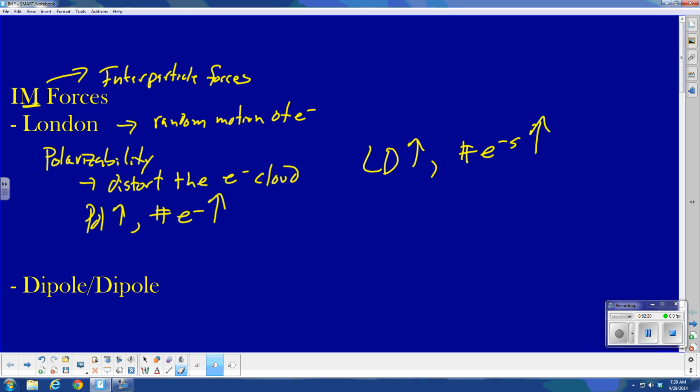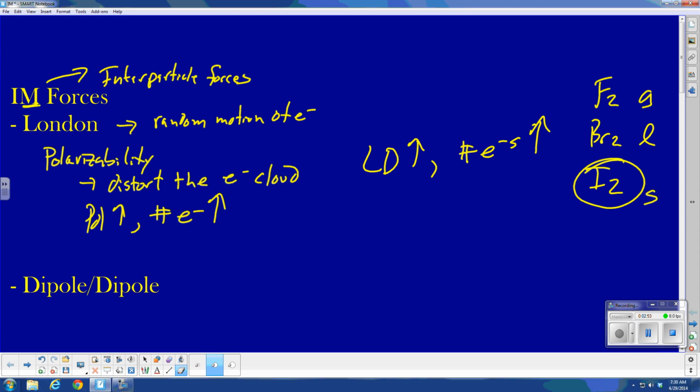And that is why, for instance, I2 is a solid, whereas Br2 is a liquid, and F2 is a gas. These all have just London forces, but I2 has a lot of electrons, so it's very polarizable. That means it has very strong intermolecular forces, and it can be a solid at room temperature, where bromine is a liquid and fluorine is a gas.